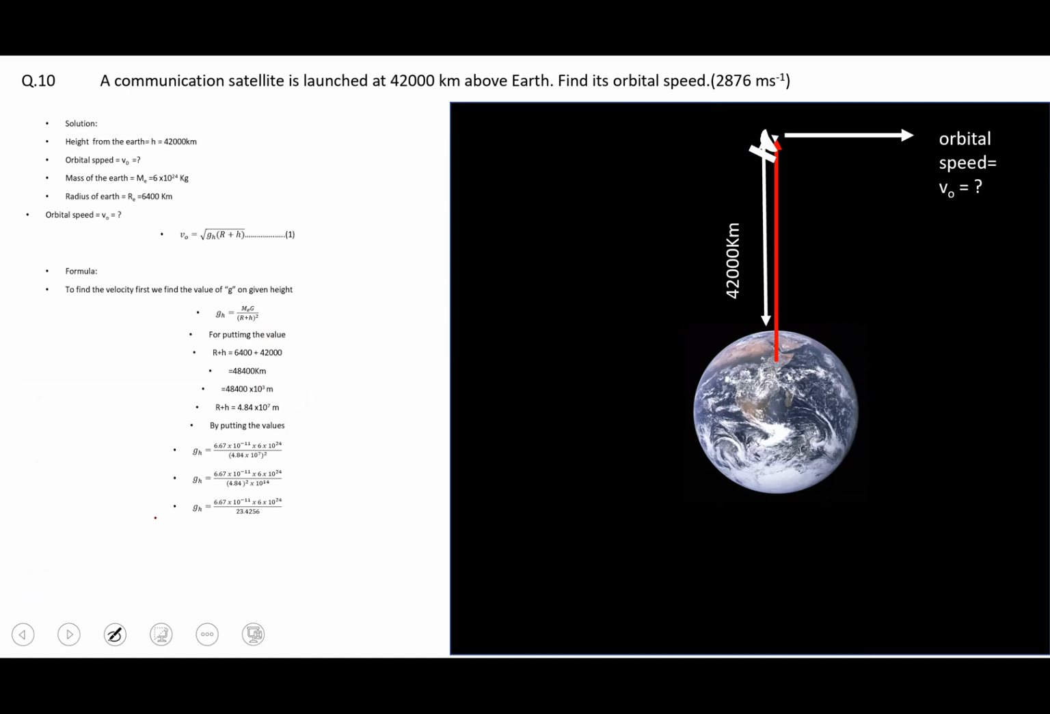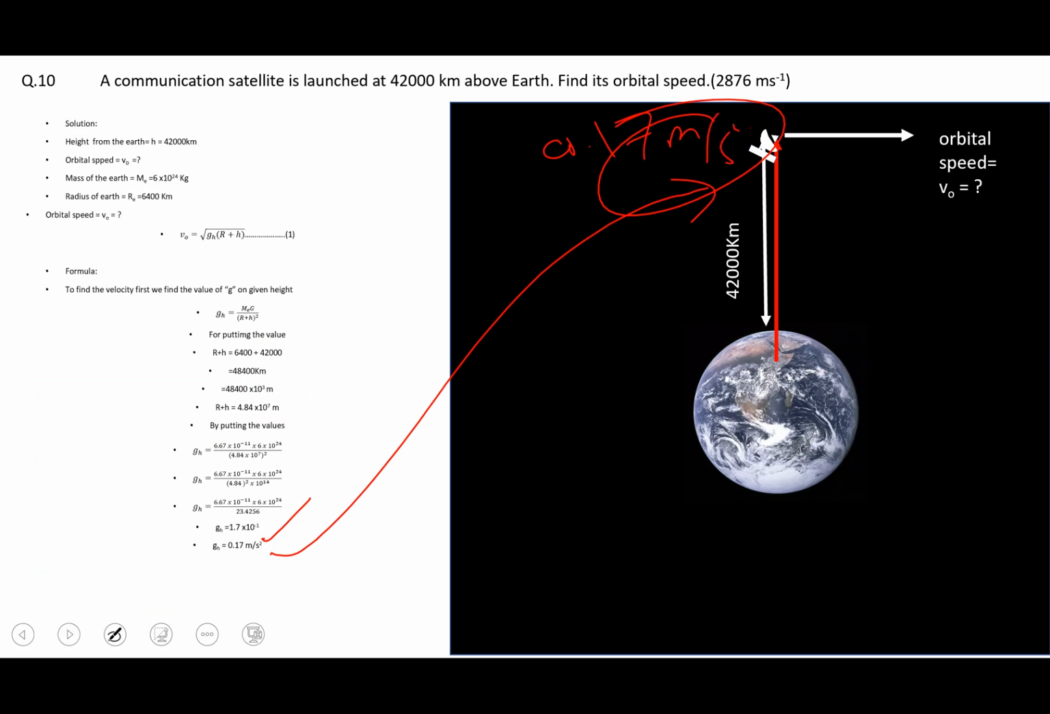We get from here the value of G is equal to 6.67 into 10 to the power minus 11 into 6 into 10 to the power 24 divided by 23.4256. The value of G at this position will be 1.7 into 10 to the power minus 11, or we can say the value of G at this point will be equal to 0.17 meter per second square. So the value of G at this position will be equal to 0.71 meter per second square.